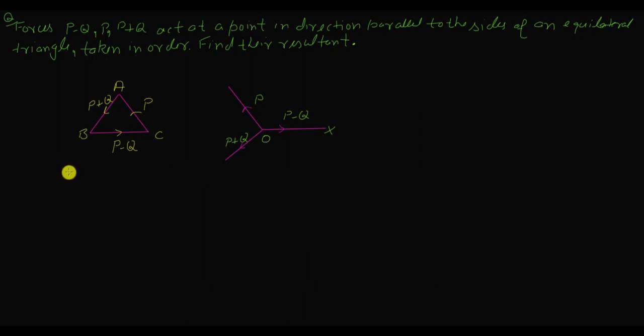If I resolve, and you know this is an equilateral triangle, so what is this angle? Can you give me any idea what this angle is? This angle is 60 degrees. This angle is 60 degrees. And this angle is also 60 degrees. Now we have to see the angle between P minus Q and P. For this I have to extrapolate this line further.